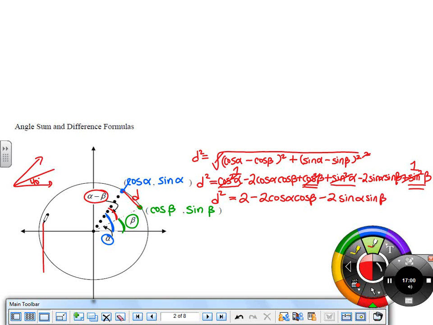Does anybody remember what standard position means, when we first started figuring out there was a circle on a coordinate plane and we could put angle positions on it? Michaela? Good, that we have the initial side here, okay? So what I'm going to do is draw this angle. It's still going to be angle alpha minus beta. Is that okay with everybody?